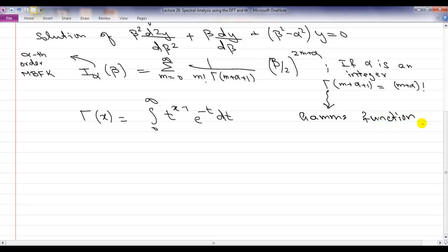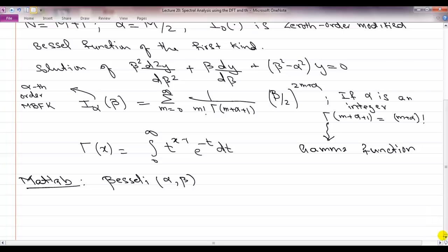You won't be asked to, for example, compute the modified Bessel function. These are solved through numerical methods, and you can fire up MATLAB, for example. MATLAB has a command called besseli, with alpha and beta, which helps you generate the alphath order modified Bessel function. In general, MATLAB also has a command for Kaiser window, so you can just use it as it is. I just wanted to introduce you to where it arises from.